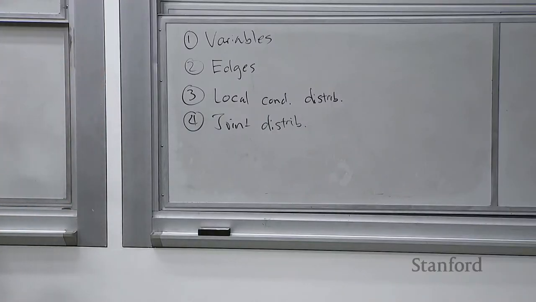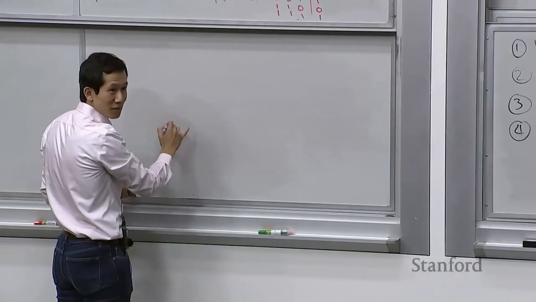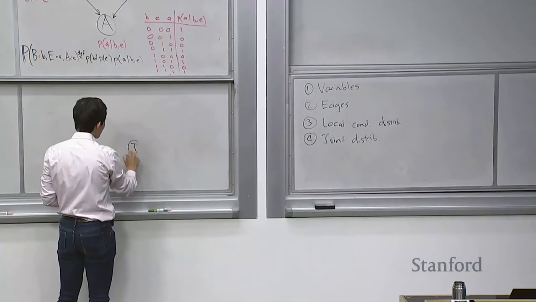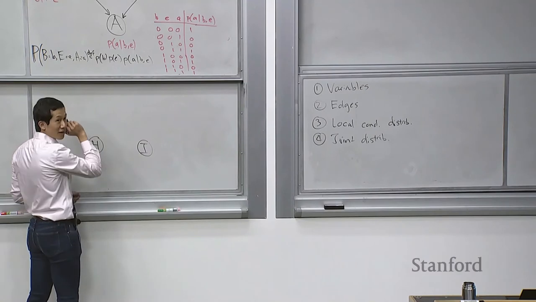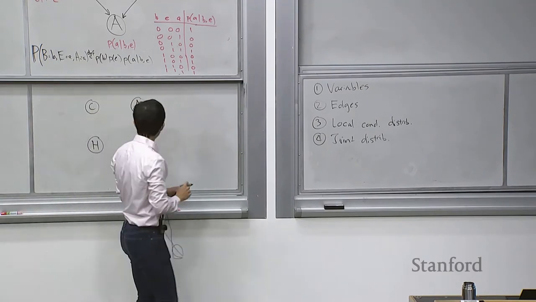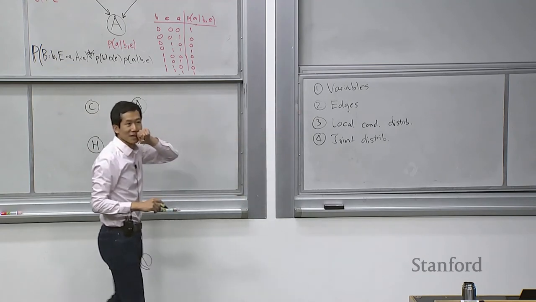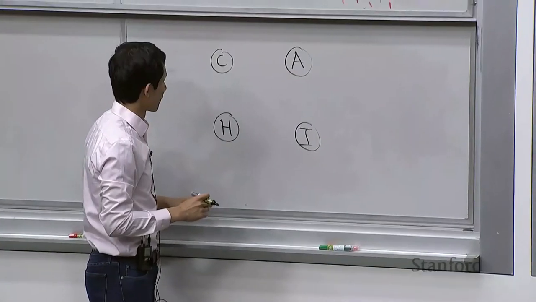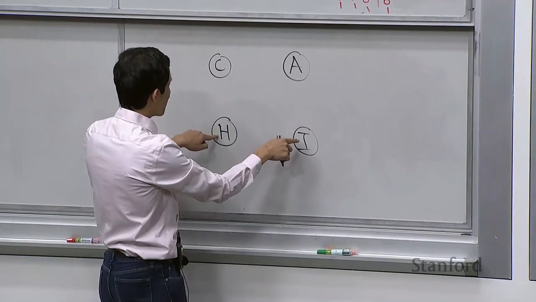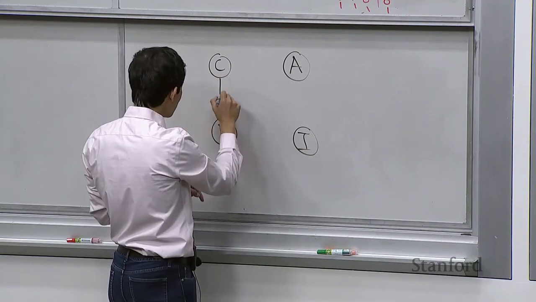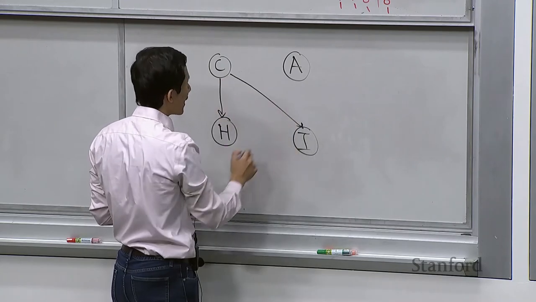Okay, so step one, what are the variables here? There's coughing, let's denote that as H, and itchy eyes, I, and then cold and allergies. So four random variables, how should I connect these things up? Yeah, so H and I should be connected to C, so if you have a cold, you probably have a cough and you probably have itchy eyes.